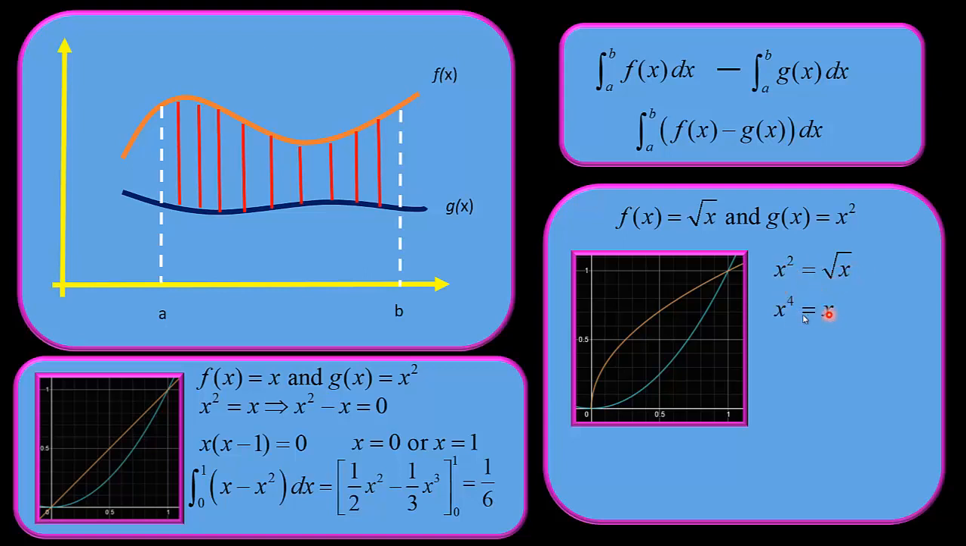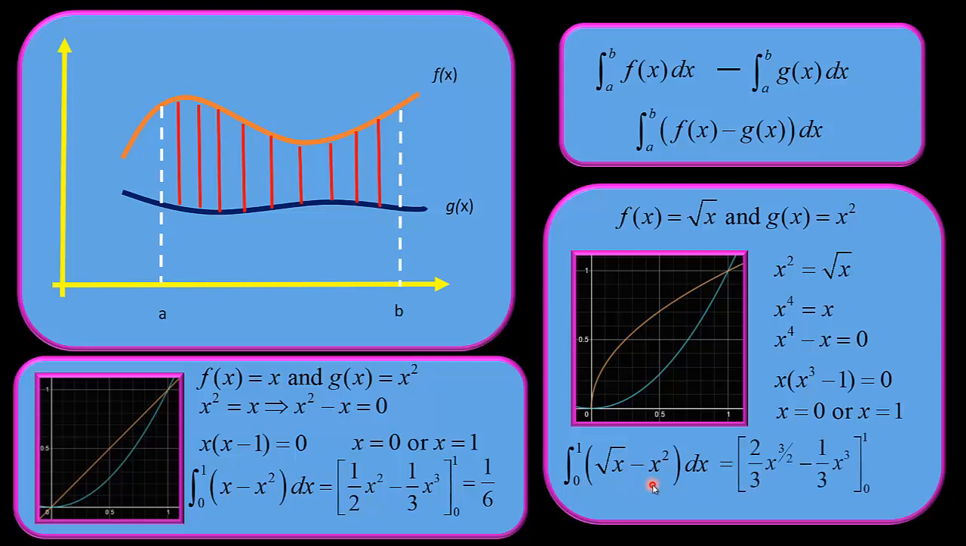I set the two functions equal and solve it. I square both sides to get rid of that radical. And I solve it exactly the same way. I solve by factoring, and once again we find that x equals 0 or x equals 1. And those are our two intersection points. Once again, we have the top function minus the bottom function.